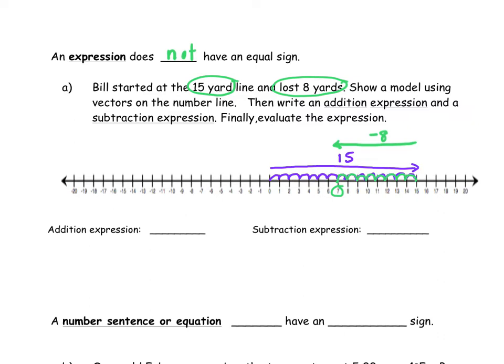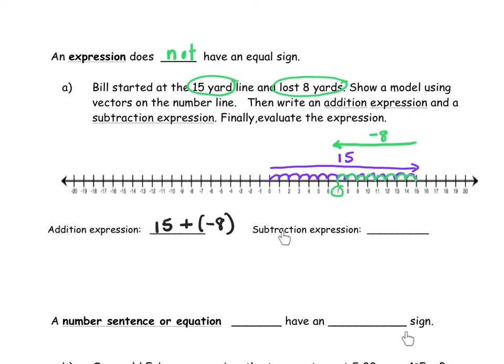Because they've asked us to write an addition expression, I'm going to start with 15, and I must have a plus sign. But since I'm trying to model lost 8 yards, I'm going to have to use that as a negative 8. So that is my addition expression. It does not have an equal sign.